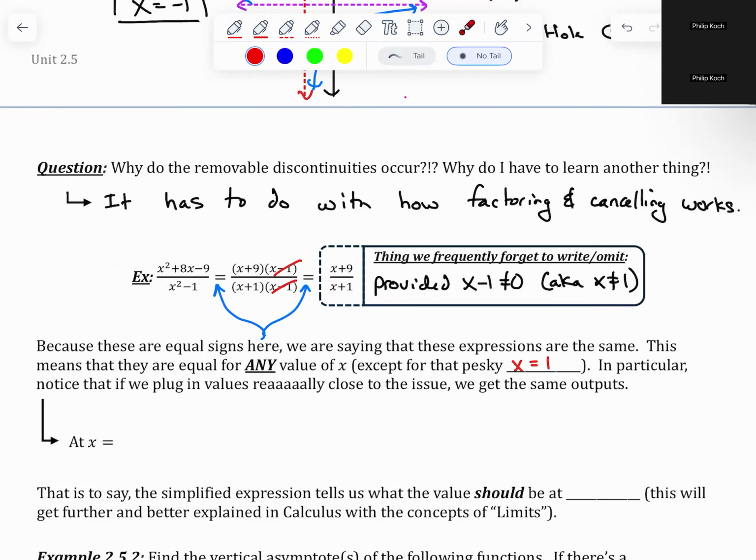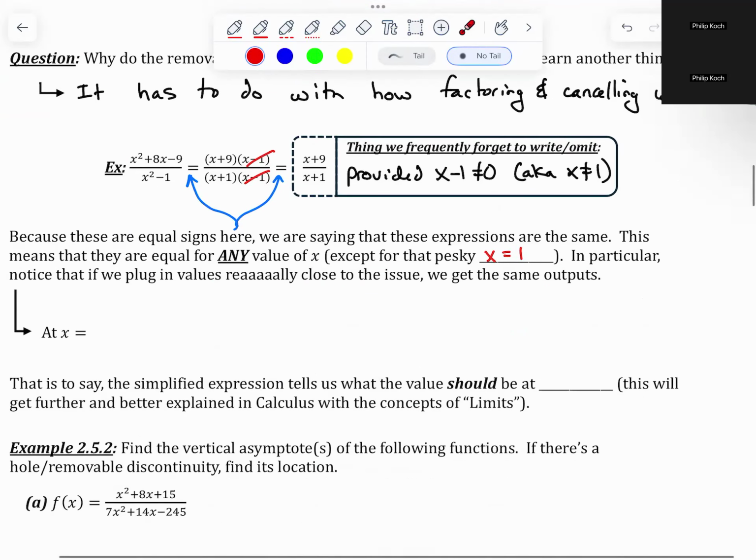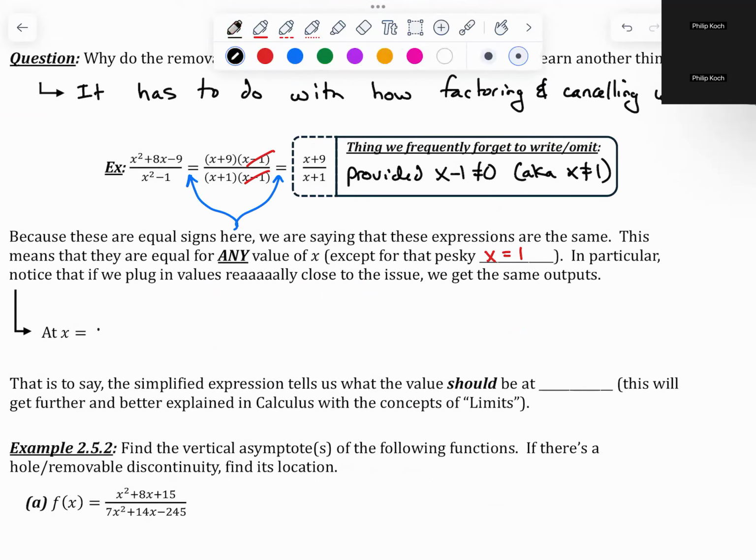So, point being, that's the only issue. If we plug in numbers really, really close to 1, like 0.99 or 1.01, they will give you the exact same value. The unsimplified and the simplified versions will give you the same number. So for example, at x equals 0.9, the left side will give you 0.9 squared plus 8 times 0.9 minus 9 divided by 0.9 squared minus 1, and that will equal 5.21 and so on forever.